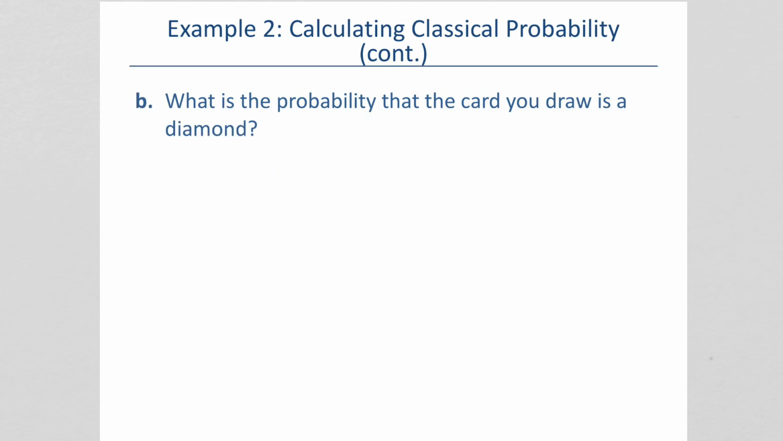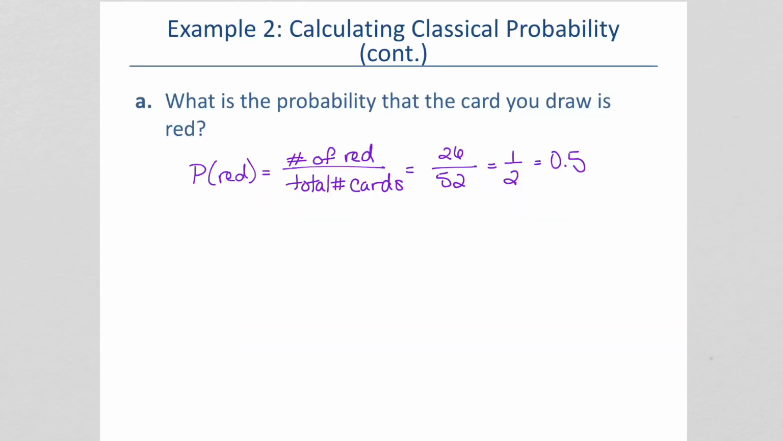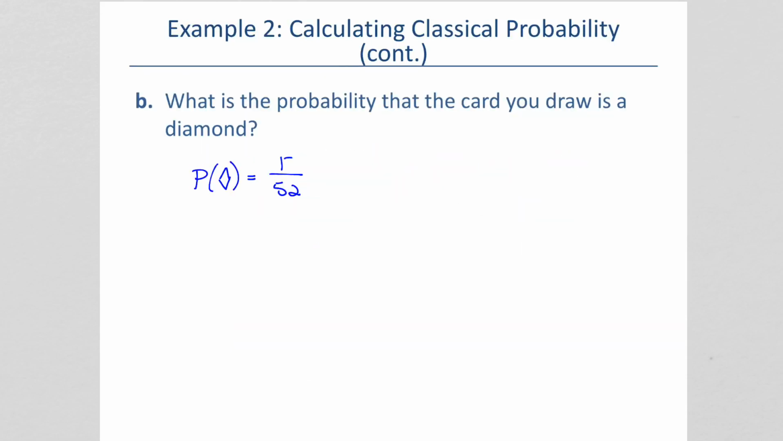What is the probability that the card you draw is a diamond? So we need to look and see how many diamonds there are. If we count them up, there are 13. And that reduces to 1/4, or as a decimal, 0.25.